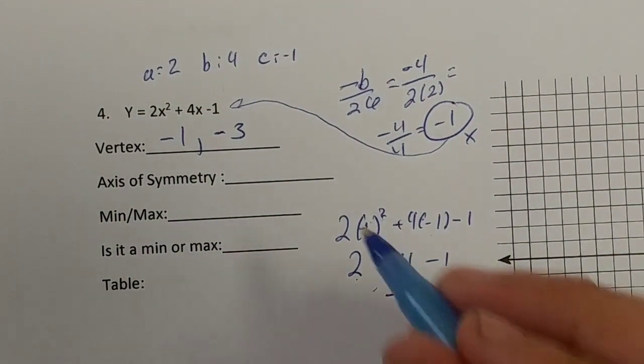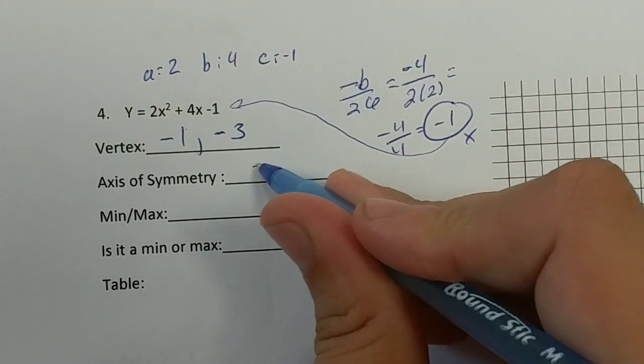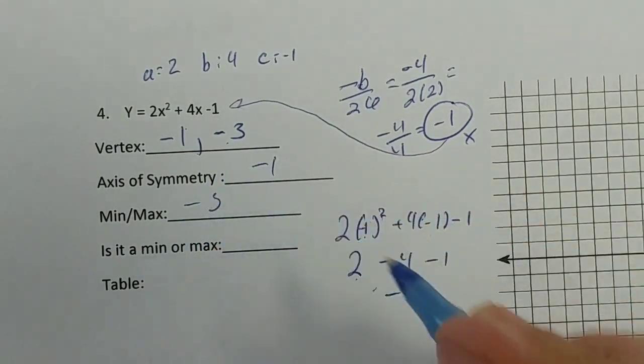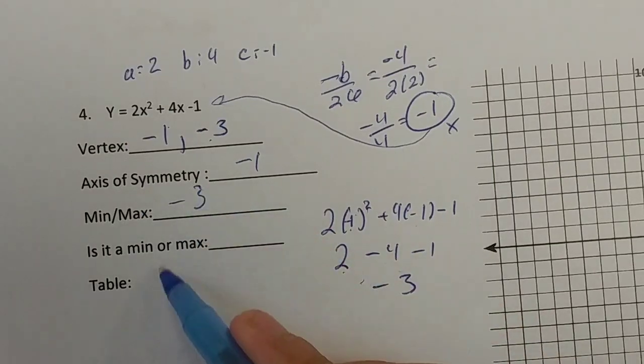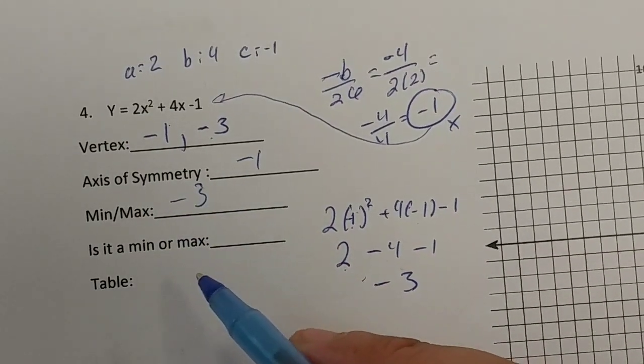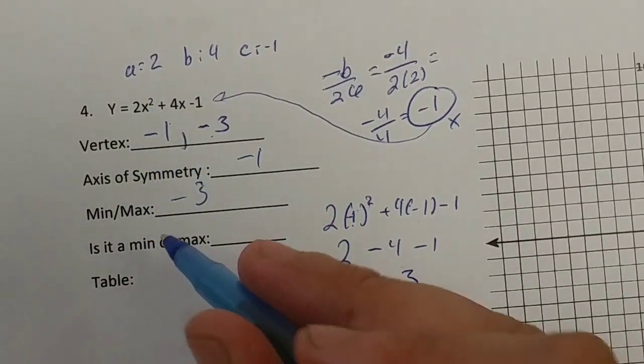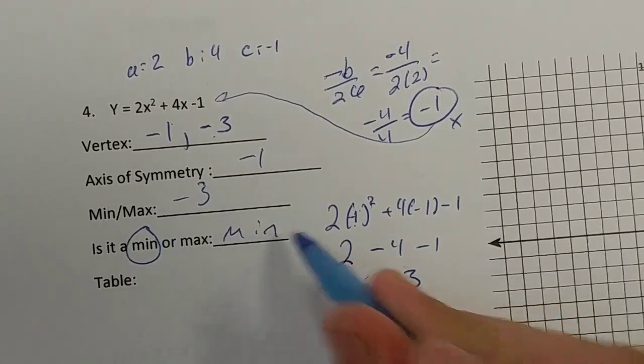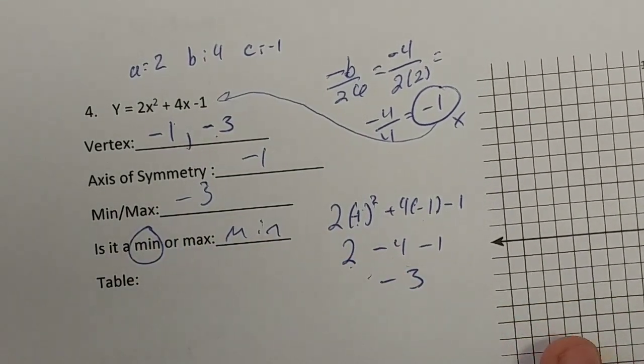Let's fill in the axis of symmetry. Negative 1 is right here, and negative 3 is right here. Is there a min and a max? For some reason, I left a gap here instead of just making a circle. A was a positive number, so it's a min. Okay, let's fill out the table though.